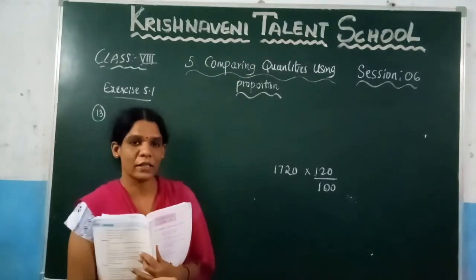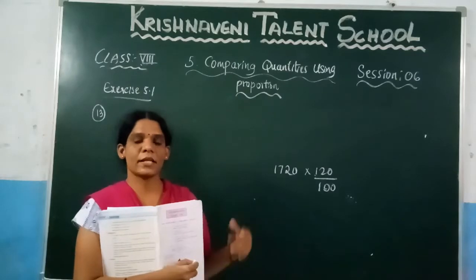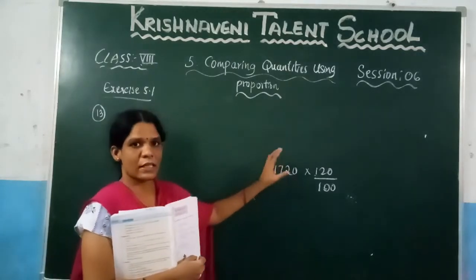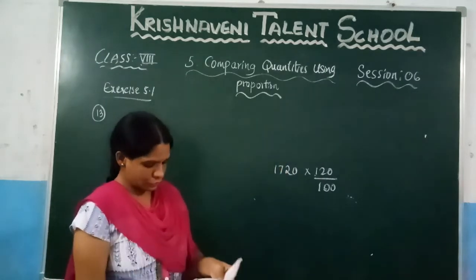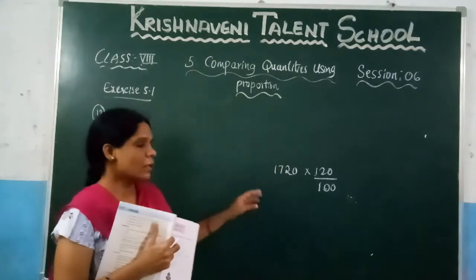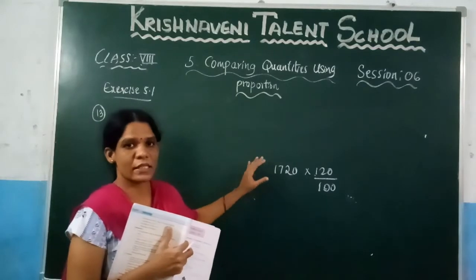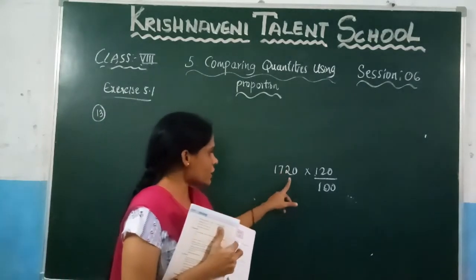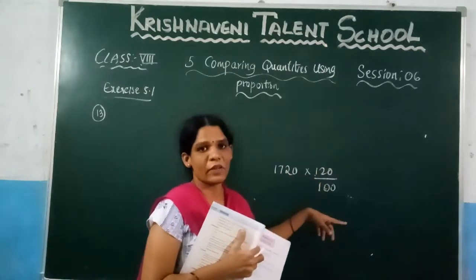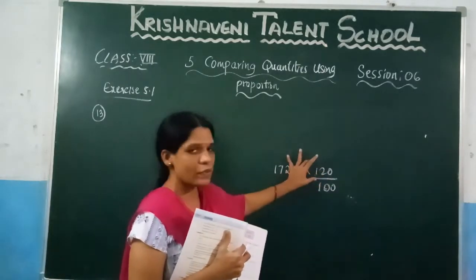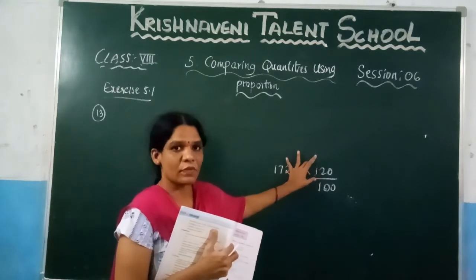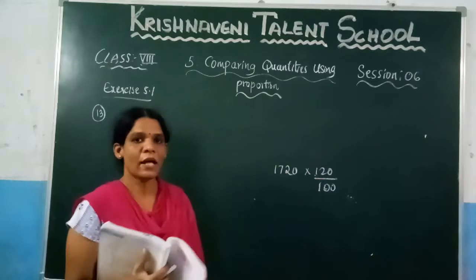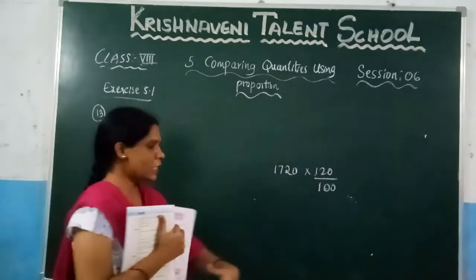Now what they are asking here is how many bags of cotton she expects this year. If you want to find the number of bags she is expecting this year, you need to find the value of this one. This is the number of bags of cotton last year. She is expecting 20% more. So we take 1720 into 120 by 100. Why are we taking 120 here? Because in the question they have given 20% more. More is nothing but you need to add 100 plus 20. Let us solve this one.